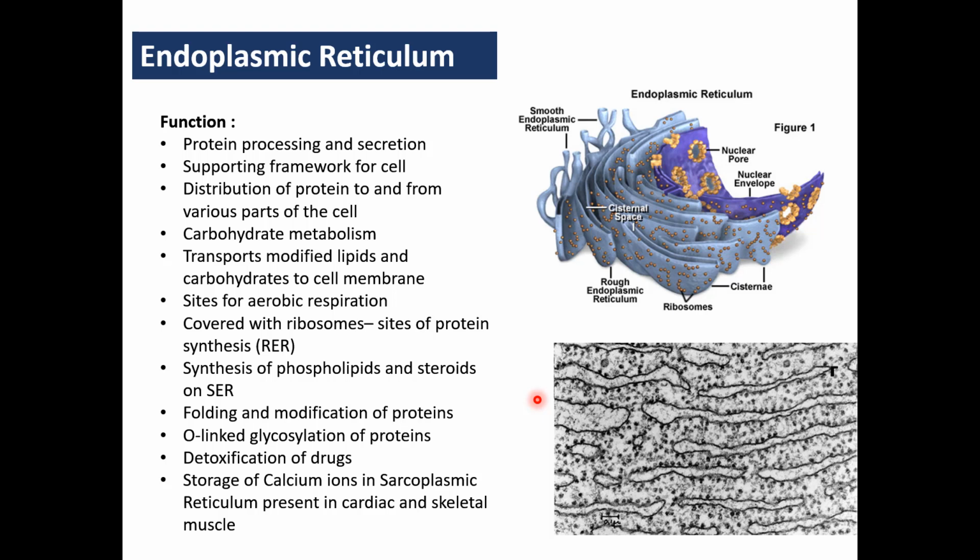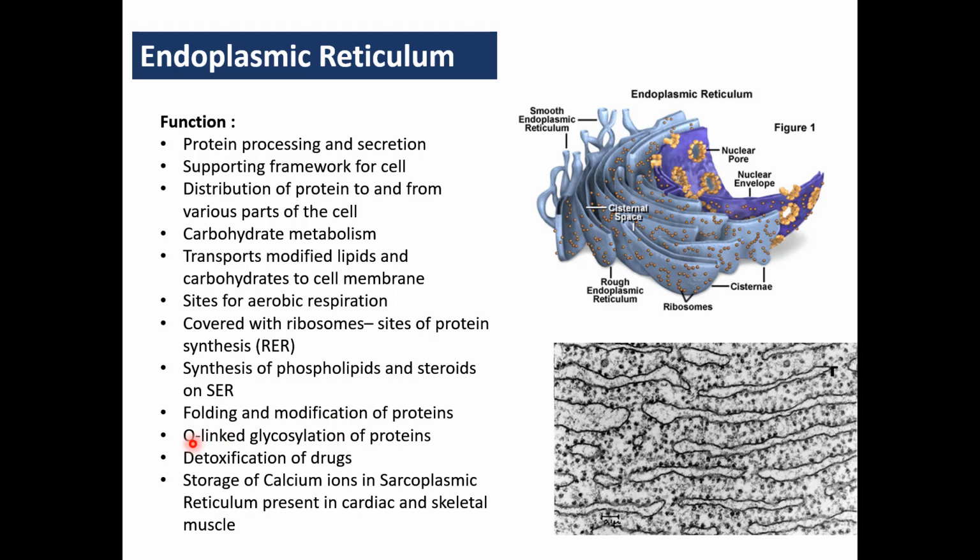and the protein is directly sent into the endoplasmic reticulum for other kinds of modifications. Then when there are no ribosomes attached on the endoplasmic reticulum, it is called a smooth endoplasmic reticulum, and it helps in the synthesis of phospholipids as well as steroids. So the RER, since the protein directly goes into the RER, helps in the folding as well as the modification of proteins.